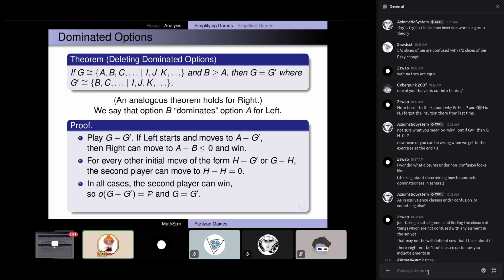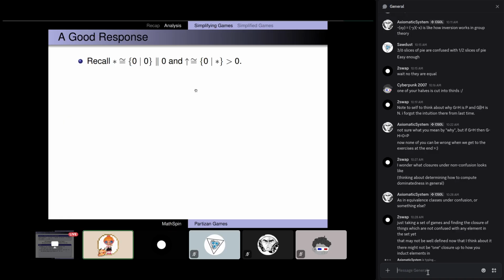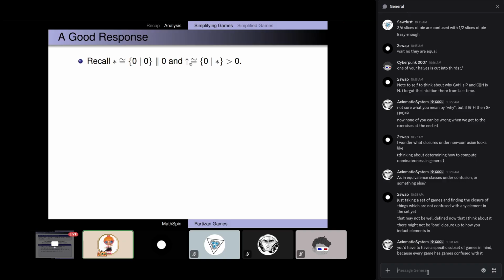Speaking of star, let's look at star. So star, remember, is the game where left and right can move to 0, and that's incomparable to 0 because star is a first player win and 0 is a second player win. That's what we proved last time. And we have this game up that I mentioned earlier. Up is where left can move to 0 and right can move to star, and I argued that was greater than 0.